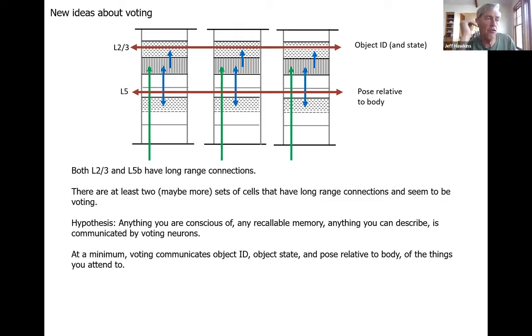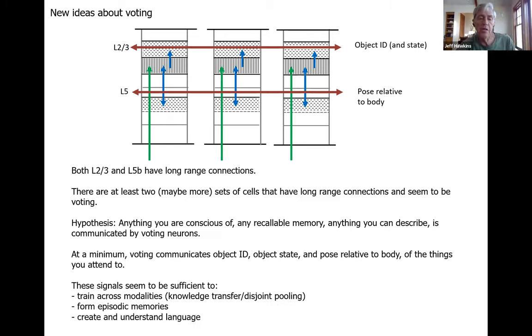We do know that the actual motor cells that generate movements are also in layer five, but they don't seem to make this kind of long range connection. So they don't seem to be doing this sort of voting. But the pyramidal cells next to those motor cells do have these long range connections in layer five.